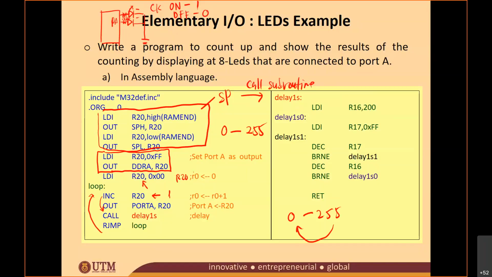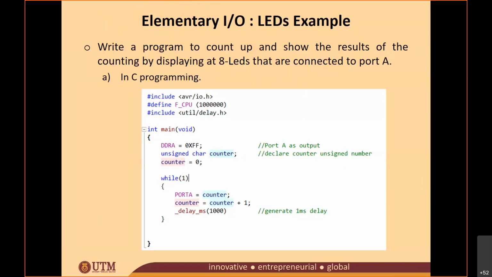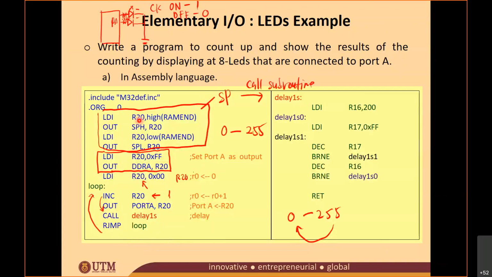Now instead of using assembly language, we are going to write in C programming. So how to do that? In C programming, first, you need to initialize this first: initialize your header file. In this case, we are going to include avr/io.h. This is the standard. Every time you write your program, make sure that you include this file here. The avr/io.h is actually equivalent to m32def.inc in assembly language.